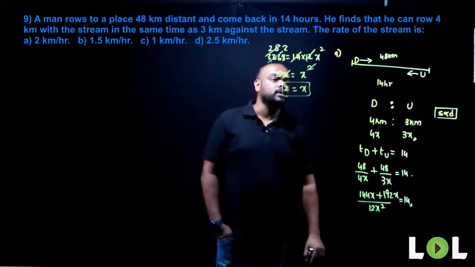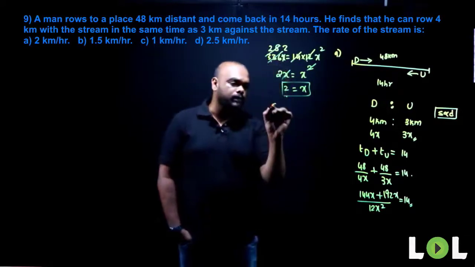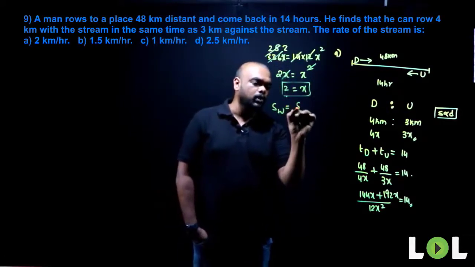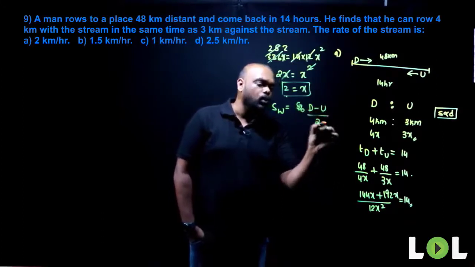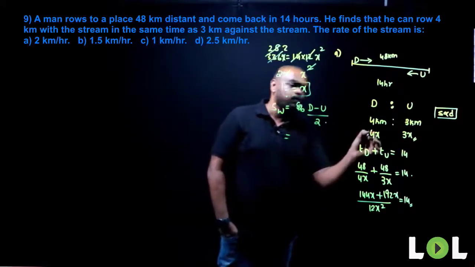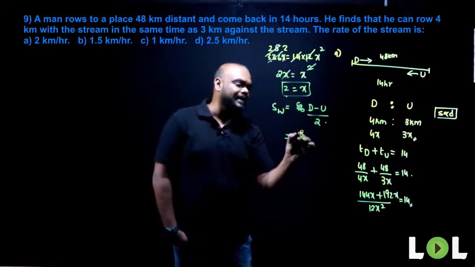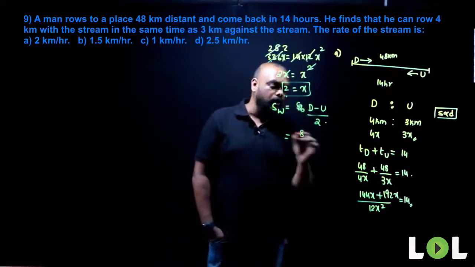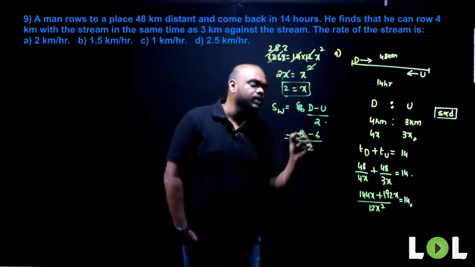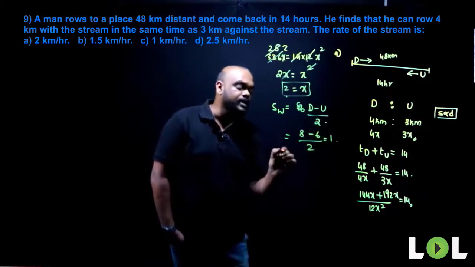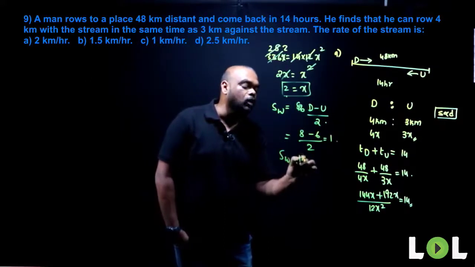Now what do I want in the question? Speed of water, that is SW, is equal to (D minus U) by 2. What is D value? D value is 4x. 4 into 2, 8, minus U value. 3x, 3 into 2, 6, divided by 2. 8 minus 6, 2. 2 by 2, 1. So speed of water is 1 kilometer per hour.